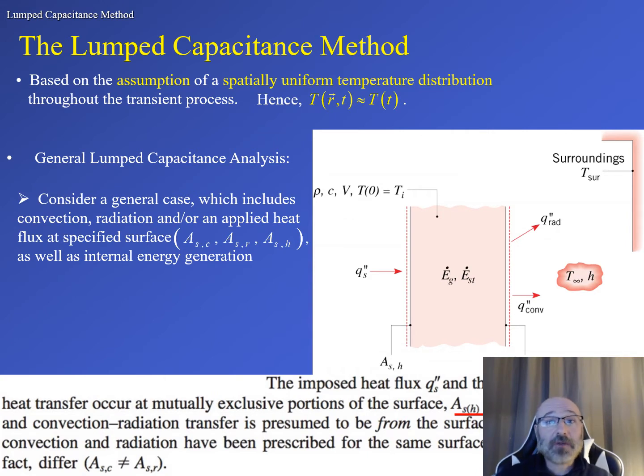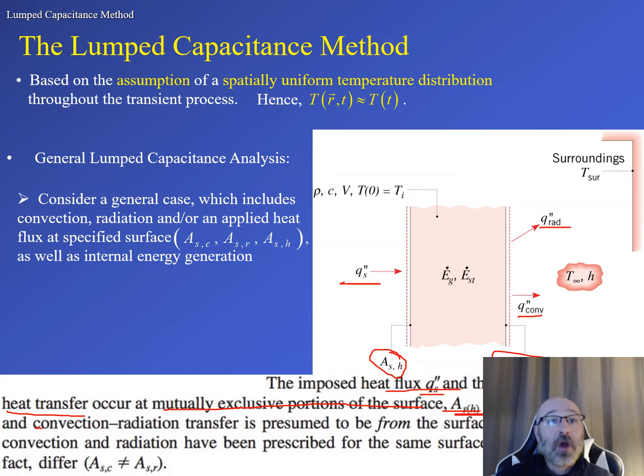A thing we want to note about this particular example is that this imposed heat flux, our q sub s double prime, and the convection and radiation heat transfer over here are going to occur on mutually exclusive portions of the surface, our A sub s,h and our A sub s,c,r, respectively, with our heat flux occurring at this surface right here and our convection radiation occurring at this surface right here.